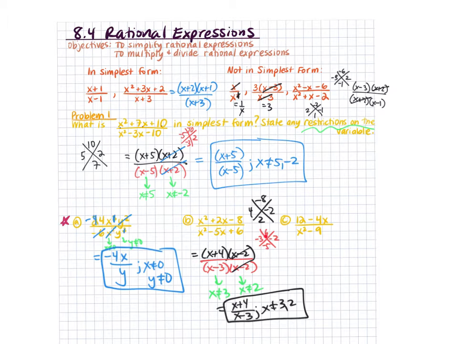Okay, so when you factor this, the x minus 2's cancel, but x still can't be 2 or 3. So it's x plus 4 over x minus 3, where x can't be 3 or 2. Okay, now try C, then come back.